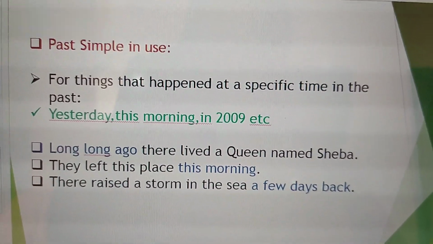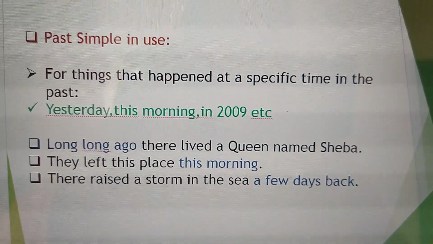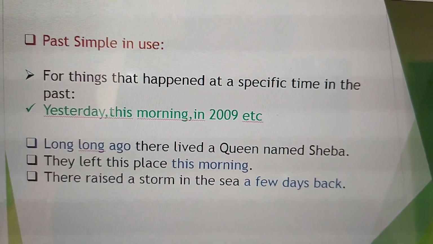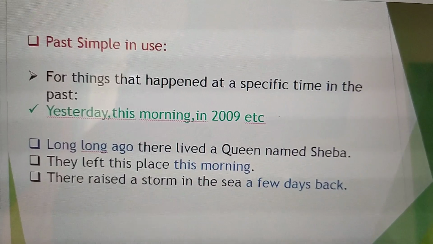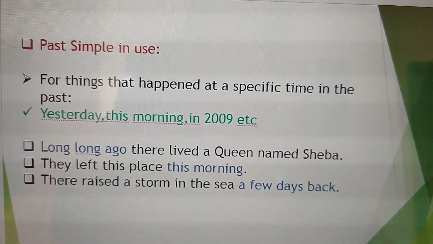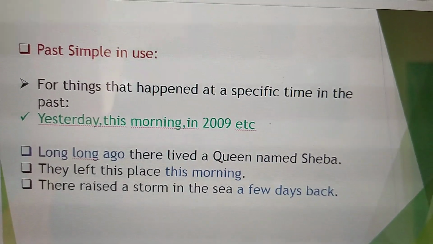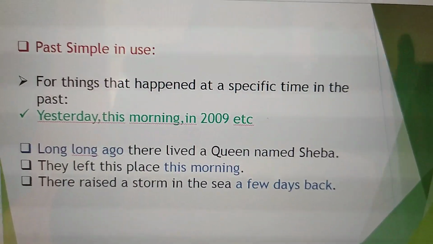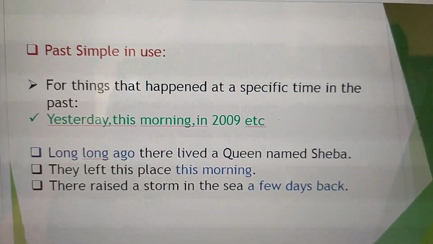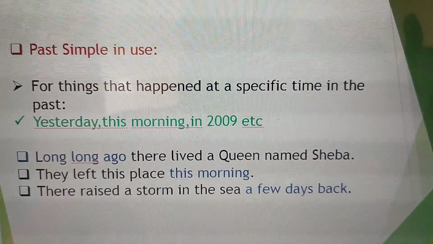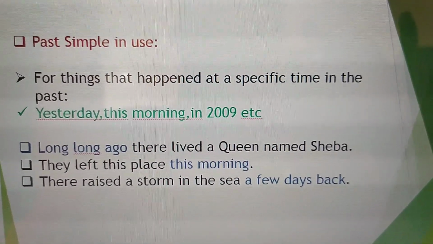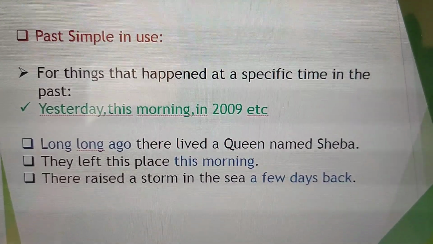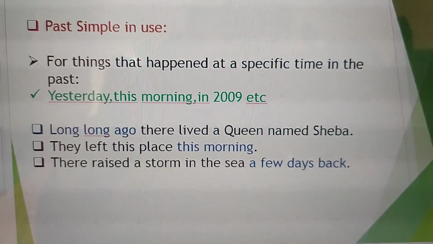Past simple in use. Let's have a look at the past simple tense in use. We use the past simple tense for things that have happened at a specific time in the past. So we need to know when it happened. For example, long ago, there lived a queen named Shiva. They left this place this morning. There raised a storm in the sea a few days back.